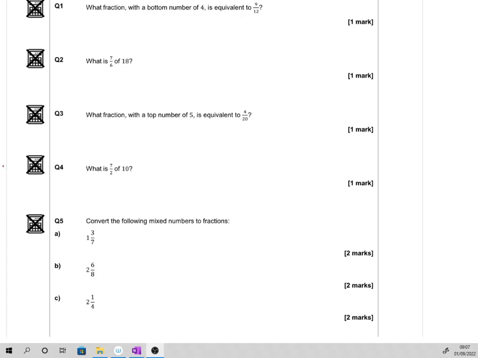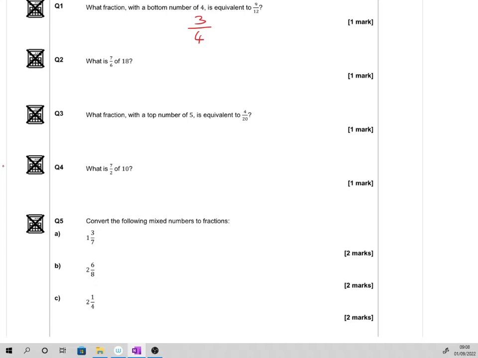Right, okay. What fraction with the bottom number of 4 is equivalent to 9 over 12? So we'll put bottom number of 4. So that's divided by 3. So if I divide the top by 3 as well, I get 3/4.